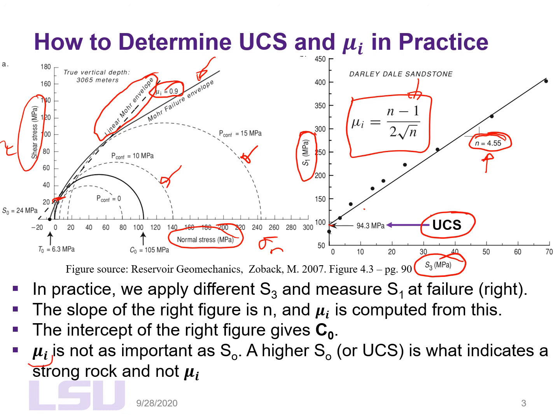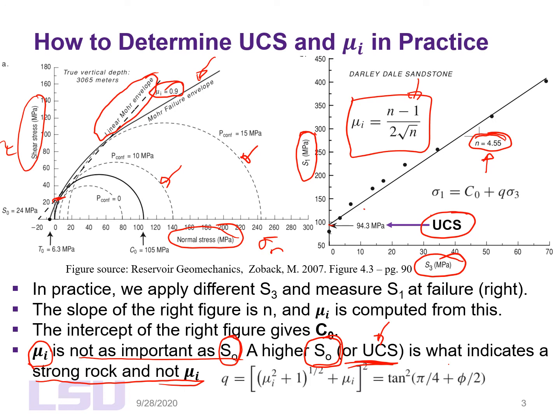Another point is that coefficient of internal friction is not as important as the cohesive strength. A higher value of the cohesive strength, which directly gives you UCS from the equation I showed previously, is what indicates that the rock is strong. So high values of UCS, higher strength of the rock. But mu I being higher doesn't necessarily mean the rock is stronger than a rock with a lower mu I value.